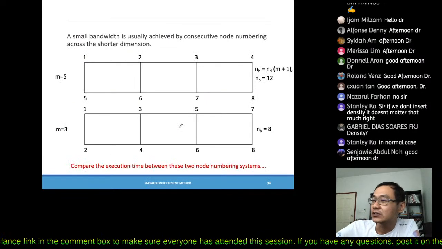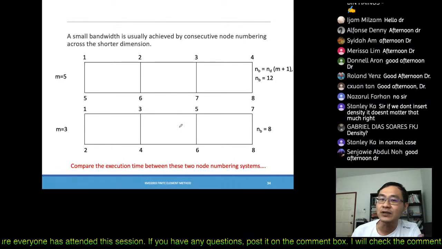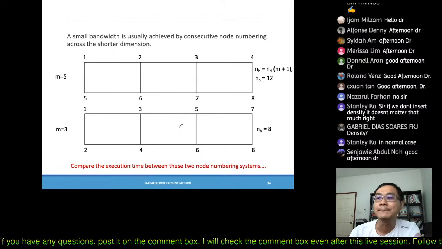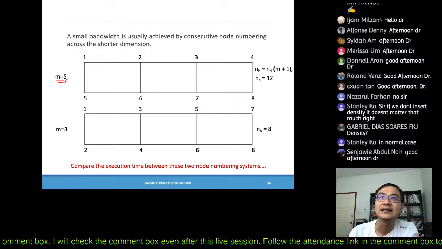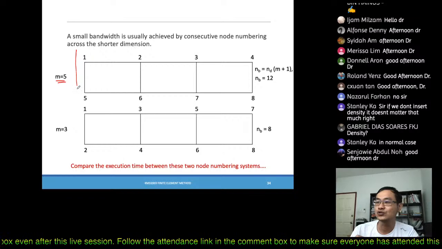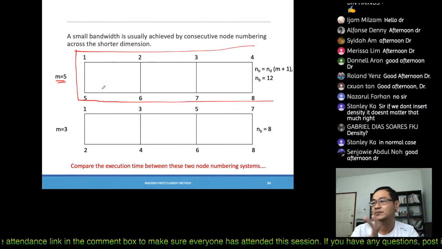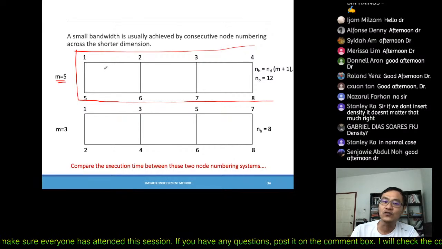So what we would see here is how we can minimize the M, the maximum difference between the node numbers. So imagine these two objects, object 1 and object 2, which are constructed using Q4 elements.